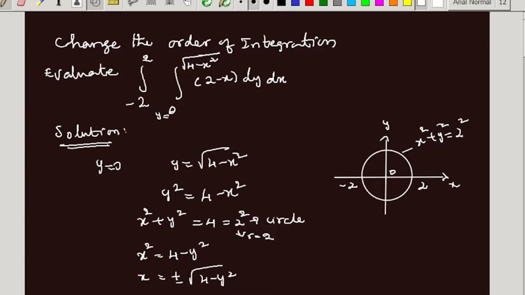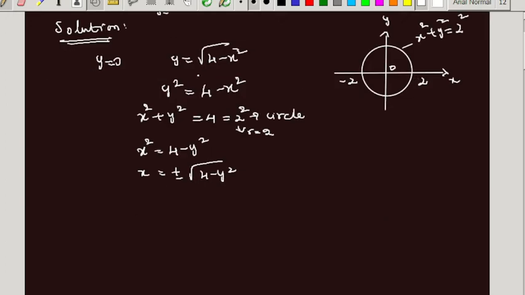So here we can see that the x value is minus 2 to 2 and the y value is 0 to square root of 4 minus x square. The y-axis starts from 0, that is, y is 0 at this point, then y goes up to the circle. So here we must consider the upper part. This is the area we must find out.